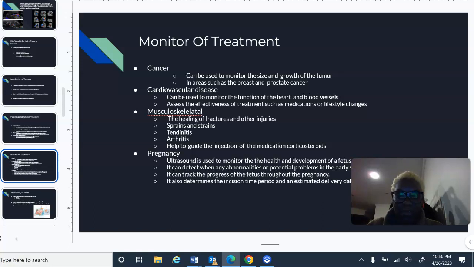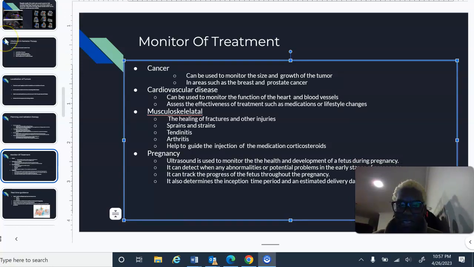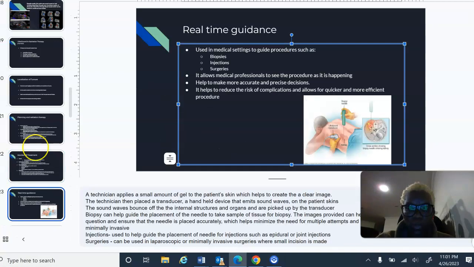Pregnancy. Ultrasound is used to monitor the health and the development of the fetus during pregnancy. It can detect any abnormalities or potential problems in the early stages of the pregnancy. It can track the progress of the fetus throughout the pregnancy. It also determines the inception time period and the estimated delivery date.